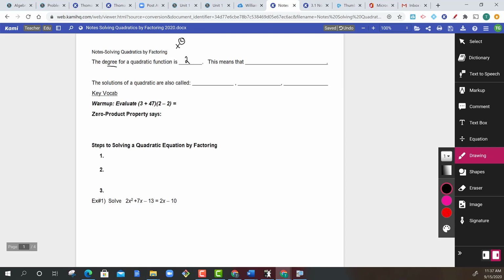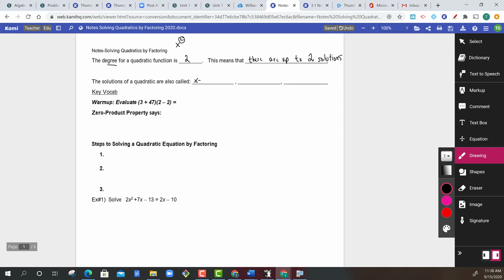This basically means that there are up to 2 solutions. There could be less than 2 solutions, but 2 solutions is the max that we'll have. The solutions of a quadratic are also called x-intercepts. That's going to be the main one we focus on today. Zeros or roots. So all of those words are interchangeable when we say solutions.